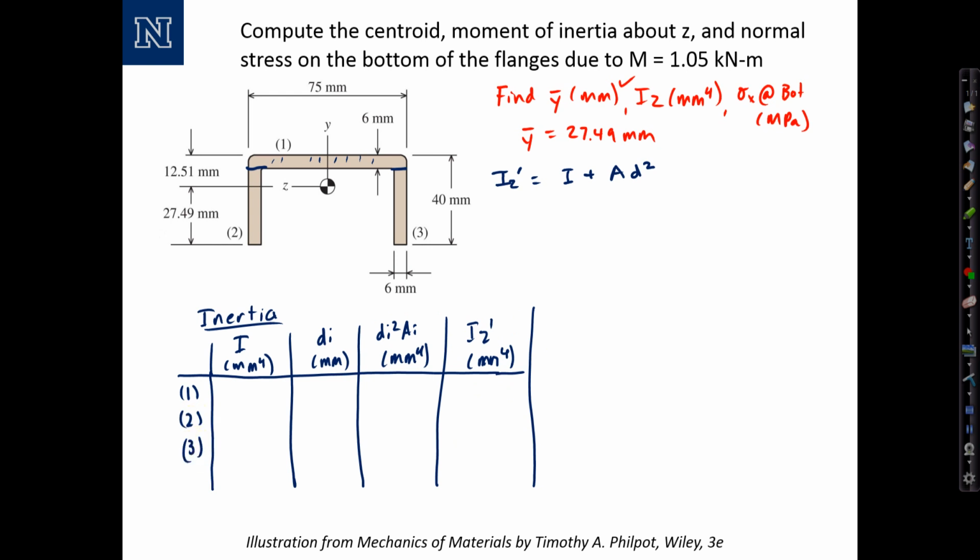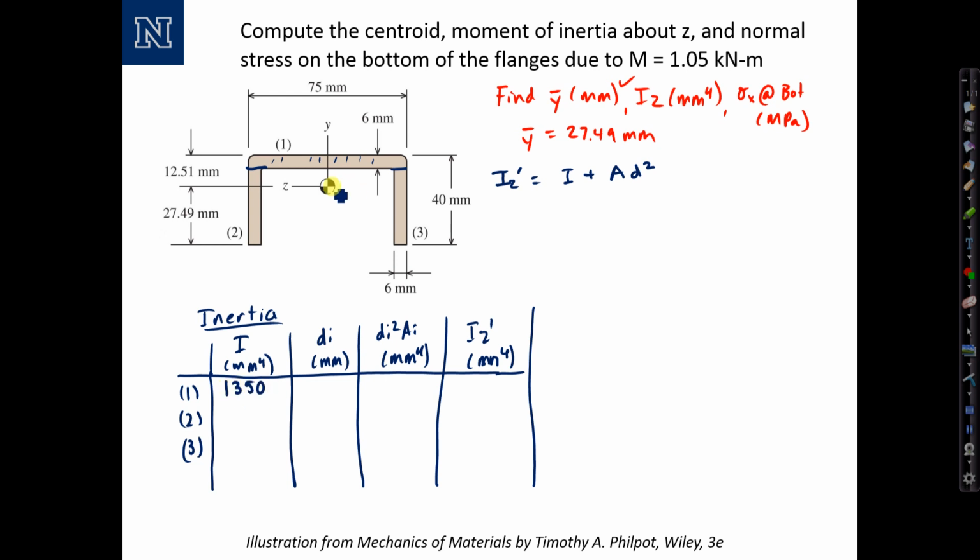Starting with section 1, I for that section, a rectangle, b h cubed over 12, will take b to be 75 millimeters and h to be the thickness, 6 millimeters. So we have 75 times 6 cubed over 12, which is 1350.